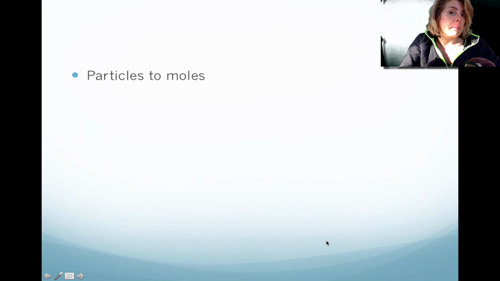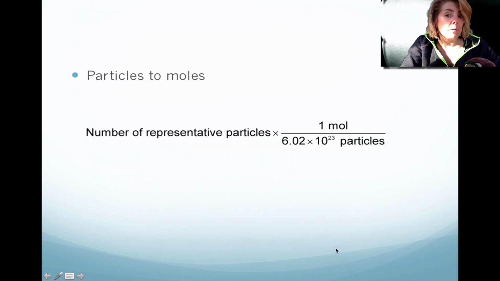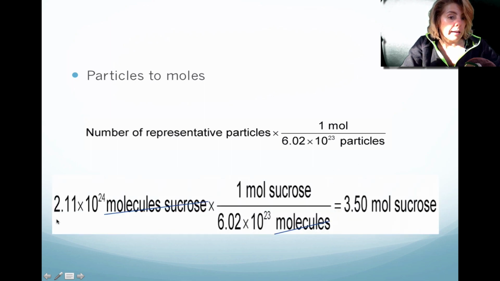Okay, the opposite would be particles to moles. So you're going to use the same conversion factor, but this time, notice that moles is on top and Avogadro's number is on the bottom. So here we have sucrose again, and we're putting Avogadro's number on the bottom. That way we can cancel out the units and we're left with moles of sucrose. Notice that the number is significantly smaller because there's such a large number associated with a mole. So you should get a smaller number as a result of it.